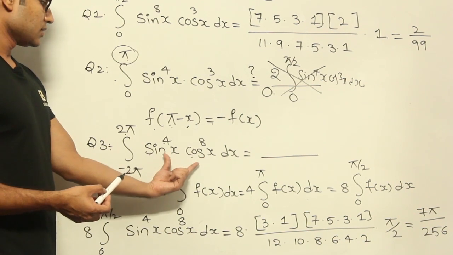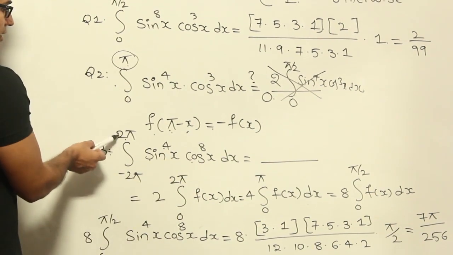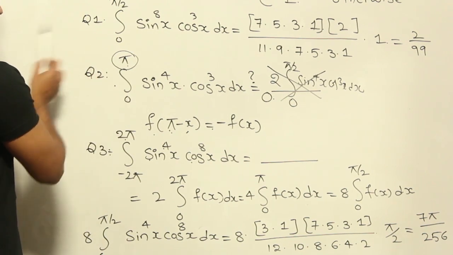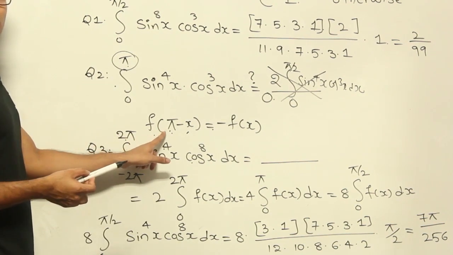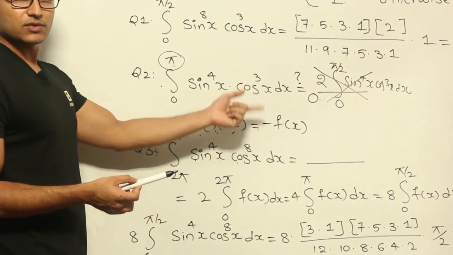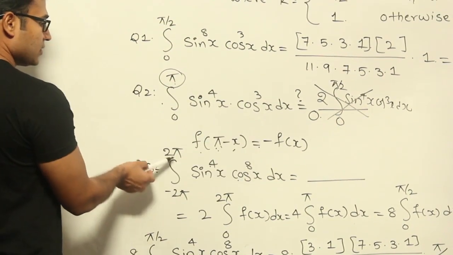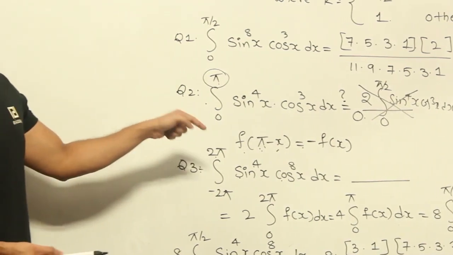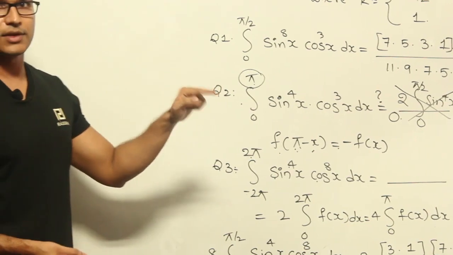That depends on whether it is an even function or not. Now just find out whether it is an even function or not. How to find it out? It is from minus 2 pi to 2 pi. See, if it is from 0 to pi, then you have to check whether f of pi minus x equals f of x or not. That is what you are going to check. But if it is from minus 2 pi to 2 pi, then you have to check whether f of minus x is equal to f of x or not. Then it is even, right?